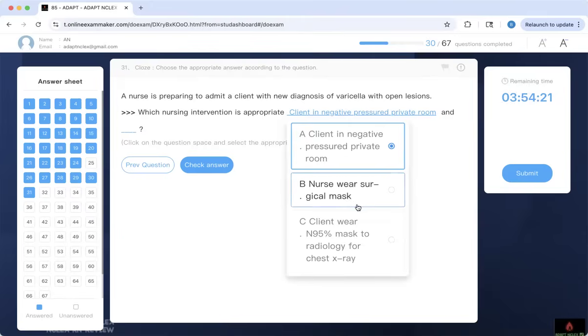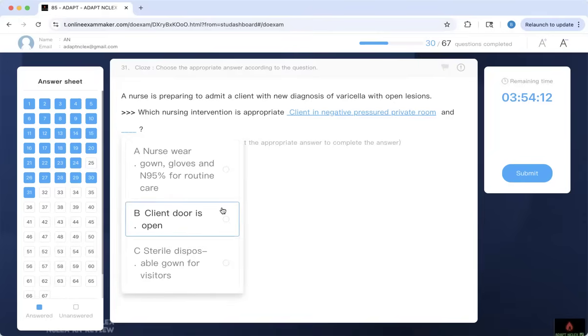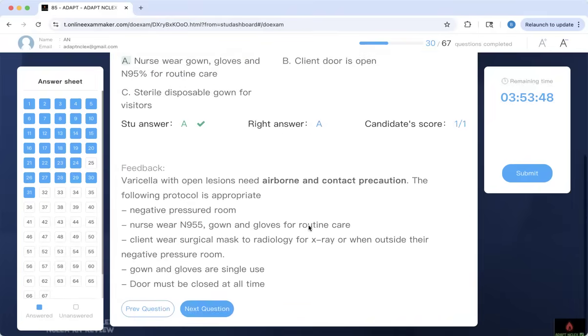Client wears a surgical mask, he does not wear anything? Client wears N95 when going to radiology? No. And what else? Next, wear gown, gloves, N95, that's airborne and contact, it's okay. Client door is open? It should be closed. Sterile disposable gown for visitors? Well, what do you think? It's not enough. Why would you give them sterile? It's not supposed to be sterile. It's a trap. Therefore, this is the next way.